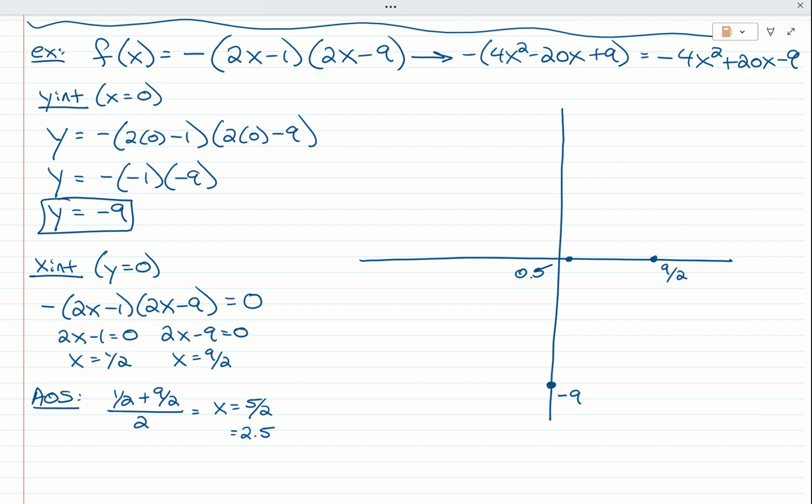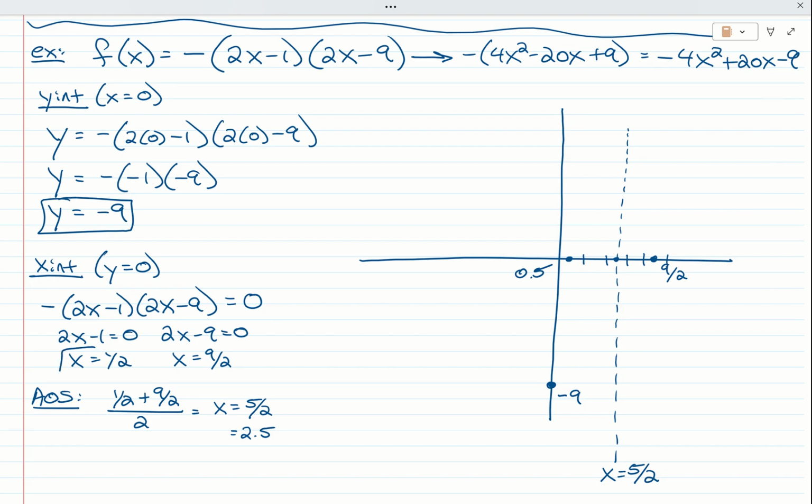We just figured out the axis of symmetry was 2.5. So if this is 1, 2, 3, 4, 2.5 would be right here. So I'm going to draw the axis of symmetry that goes through this point. Right? And again, the equation of this line is just x is equal to 5/2 or 2.5.